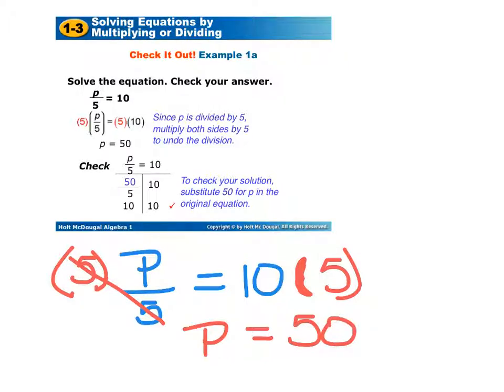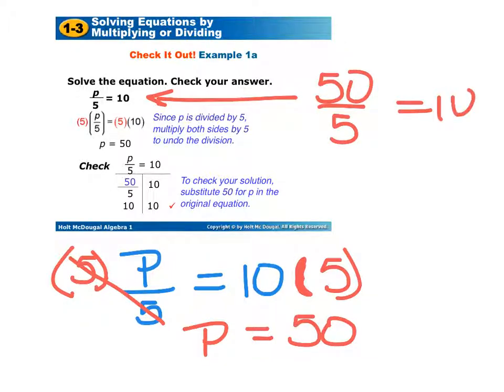And again, I could do the check. Take your original equation. Is 50 divided by 5 10? Yes, it is. It checks.